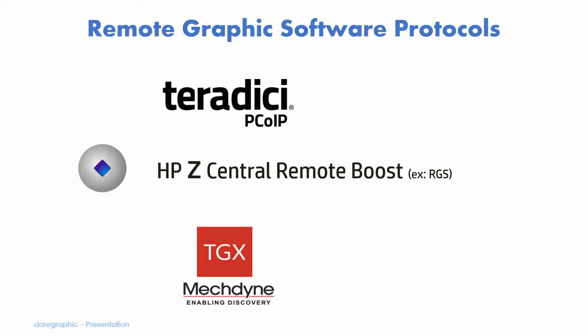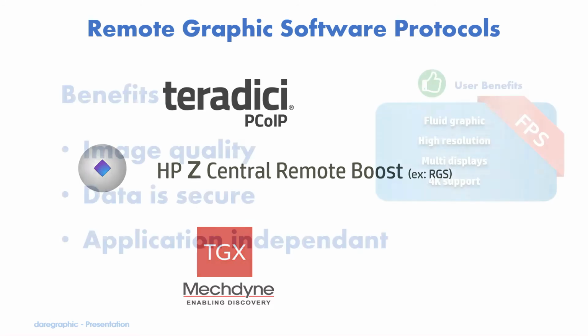Now let's talk about the remote graphic software protocol. This is the piece of software that we're going to install on the sender to allow a user to get a very, very rich graphic experience. Three main manufacturers: Teradici with their PCoIP solution, HP ZCentral Remote Boost, which used to be called RGS, and TGX by the company Mechdyne.